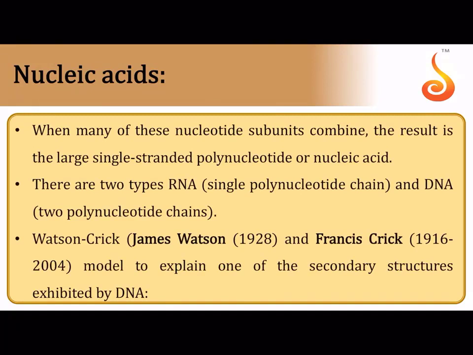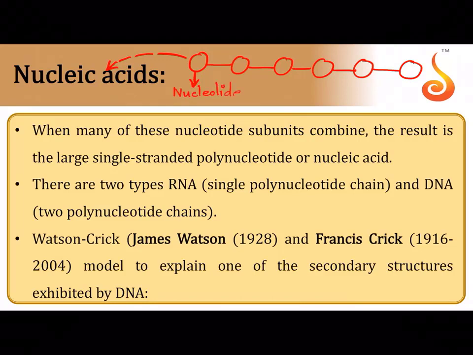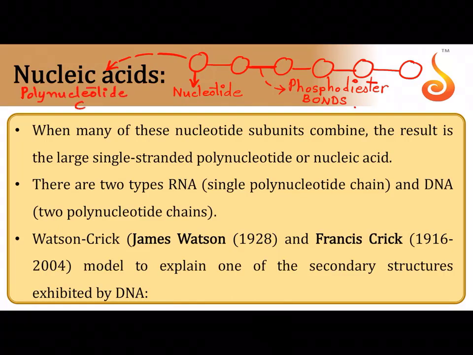Just like in carbohydrates and proteins, if you imagine a chain of beaded structures, this entire chain is referred to as a nucleic acid. If you were to take one bead, then we call it a nucleotide. And the bond which connects the nucleotides together is referred to as a phosphodiester bond. Okay, so nucleotides are put together. We can also call it a polynucleotide chain.